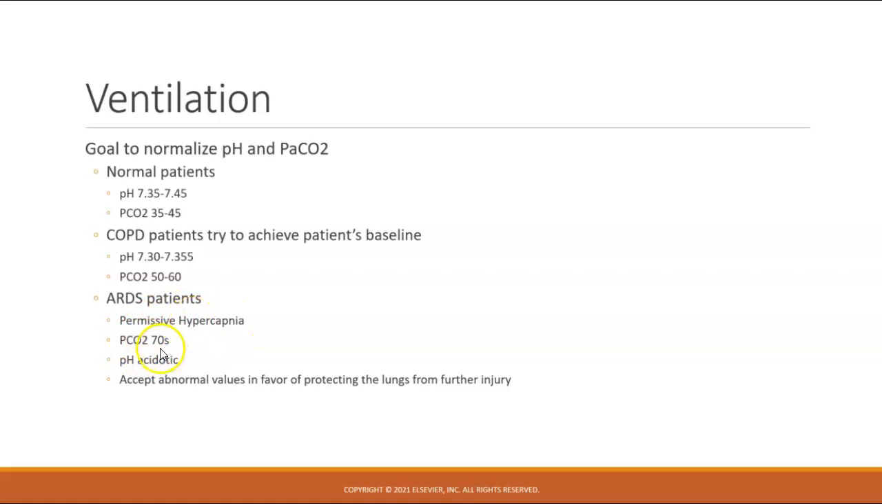So when you're doing permissive hypercapnia, you can see CO2s even up into the 70s. The pH will be acidotic. There's other medications and things like that we can give patients to try to normalize that pH so that we don't have the huge electrolyte issues, but we're not going to try to fix it with ventilation because we're accepting those abnormal values in favor of protecting the lungs.